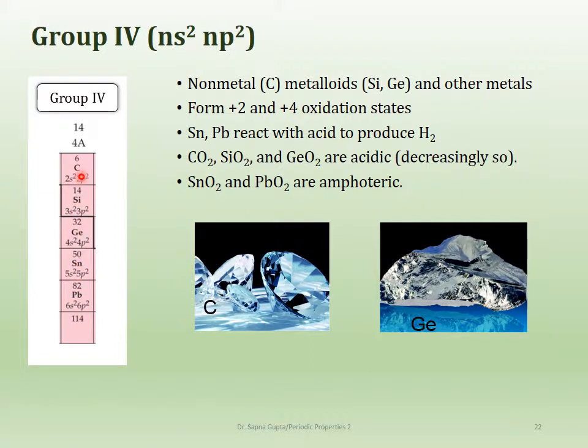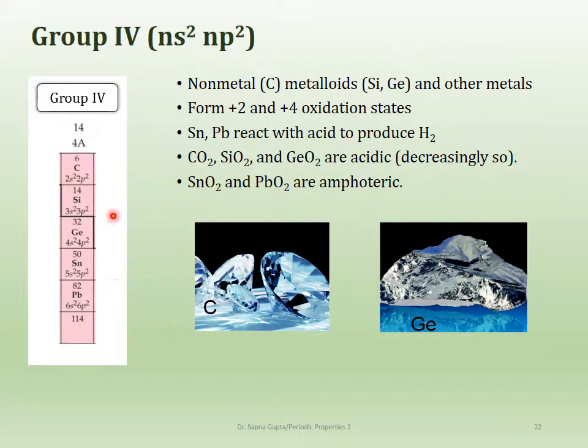Carbon is a non-metal which looks like this. Nice, crystalline, looks nothing like a metal. Silicon and germanium look typically like metals would, gray and shiny, and when you get to tin and lead, they are very typical metal looking as well. Lead and tin both form +2 and +4 oxidation states, and we've talked about that before when we did nomenclature.